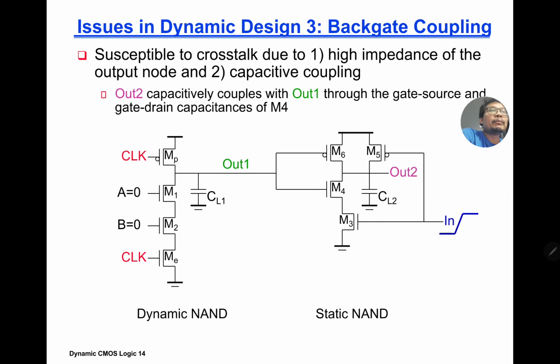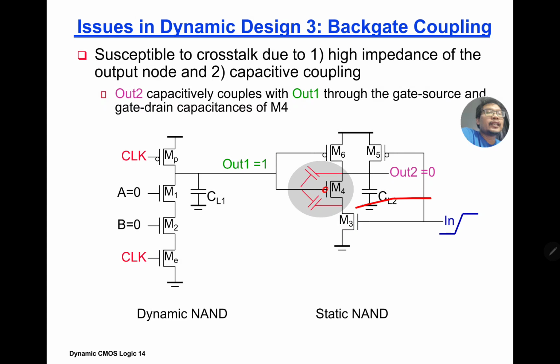Number 3, backgate coupling: susceptible to crosstalk due to the high impedance of the output node and capacitive coupling. Out2 capacitively couples with out1, through the gate-source and gate-drain capacitance of M4. So let's see where M4 is.